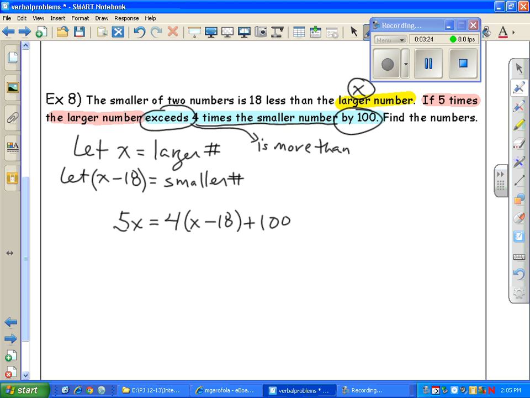From there, you go ahead and distribute. You would get 5x is equal to 4x minus 72 plus 100. And I think from here you guys will be able to solve this. Don't forget, when you get to the end of the problem, you're going to have x equals, and you're going to have one of your answers. That answer will be the larger number. Make sure you plug it in right here to get the smaller number.